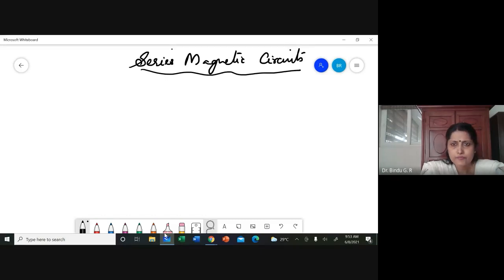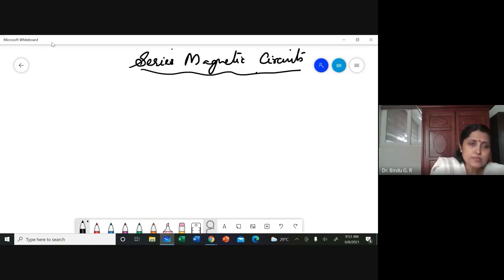Okay. What are series magnetic circuits? What are series electric circuits? In series electric circuits, the same current passes through all the circuit elements. Similarly, in series magnetic circuits, the flux set up remains the same in all parts of the magnetic circuit. Such a kind of magnetic circuit is called a series magnetic circuit.